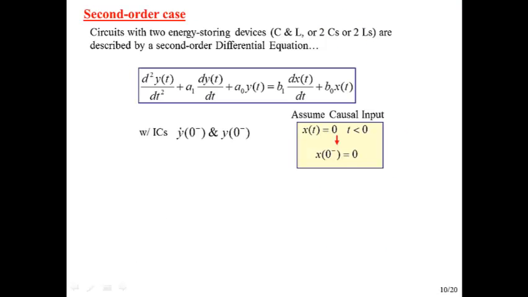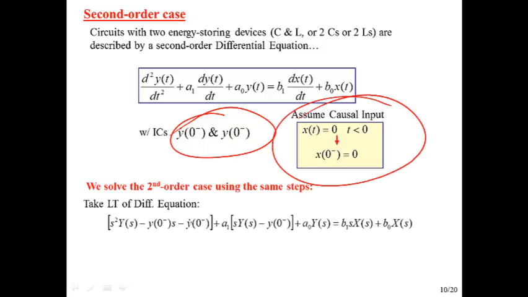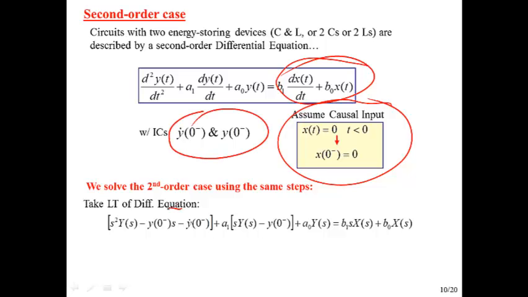And now we can look at a circuit with two energy storing devices, and we get a second order differential equation. Now we're going to need two initial conditions. We'll assume that our input is causal. And so now because of this assumption, when we do our derivatives, we won't have any of the initial condition terms showing up. We have these initial conditions.